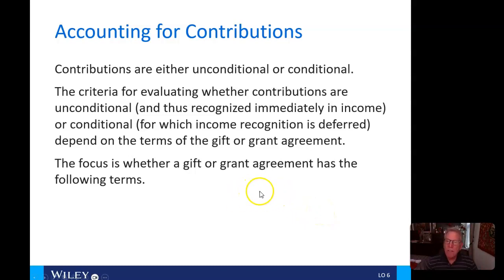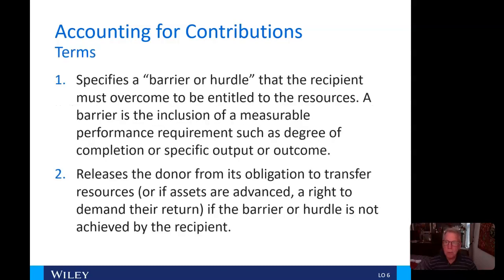The criteria for evaluating whether contributions are unconditional and thus recognized immediately in income, or conditional, for which income recognition is deferred, depends on the terms of the gift or the grant agreement. The focus is whether a gift or a grant agreement has the following terms. 1. It specifies a barrier or hurdle that the recipient must overcome to be entitled to the resources.